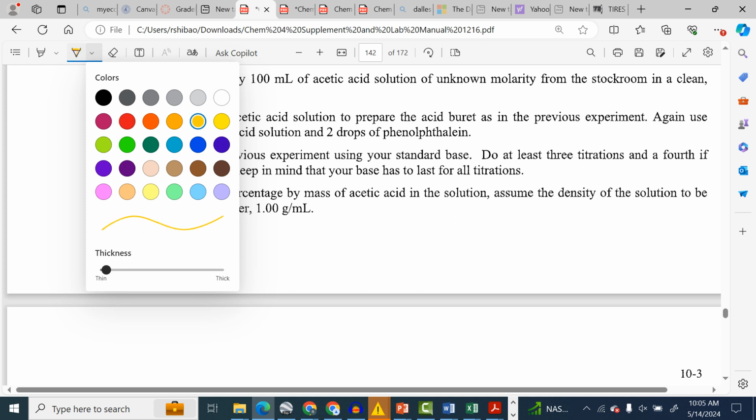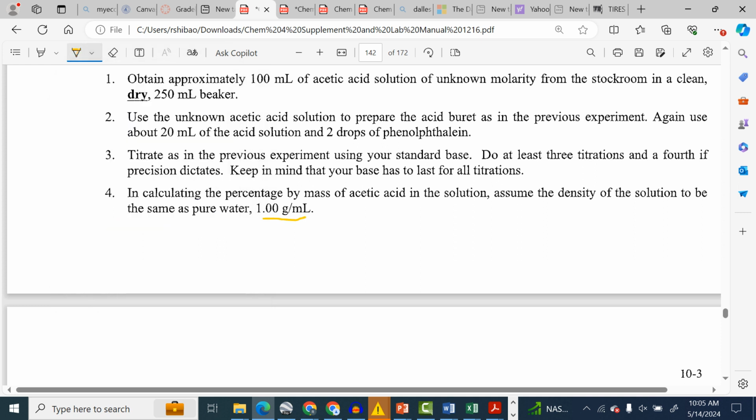Yeah, they're telling us to guesstimate the density. In calculating the percentage by mass of acetic acid in the solution, assume the density. So we're going to make an assumption to be the same as pure water. That seems totally wrong. Is vinegar the same as pure water? No, there's a bunch of acid in there. Isn't that going to change the density? Yes, it does change the density. The question is, how much does it change the density by? So is this a decent approximation or a poor approximation? How much confidence can we have in this?